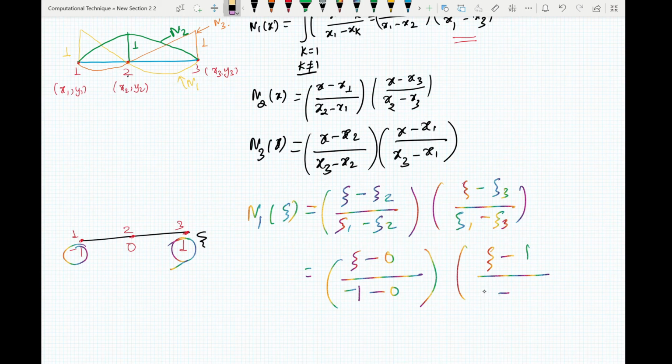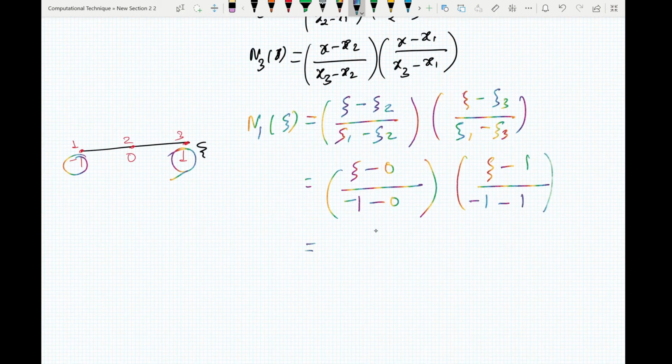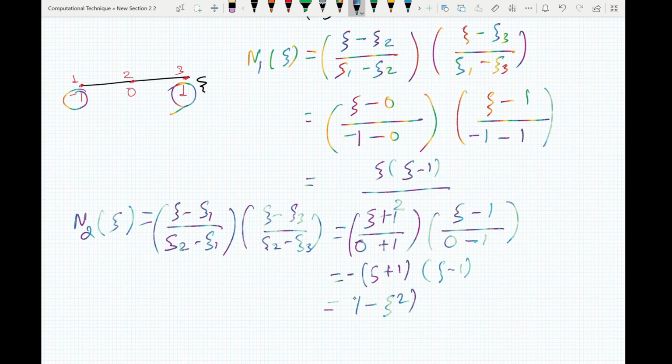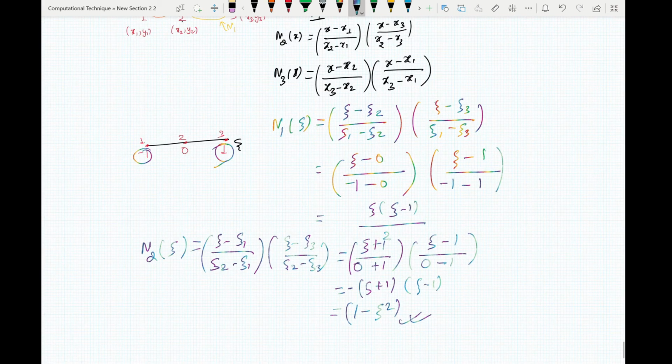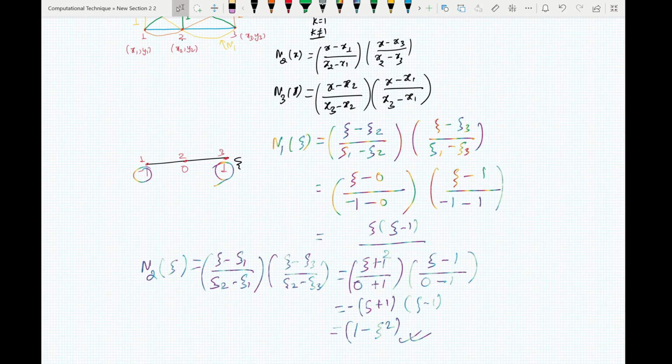Now your xi1 is -1 and then -1. So when you look at this one, what you get is (xi minus 1) divided by -2 and then that's 2. So we get half xi into (xi minus 1). If you look at n2 again, so n2 of xi, this will be equal to, so this is n2. And similarly you can find n3 as well. So this is how you can obtain your shape functions using the Lagrangian method.